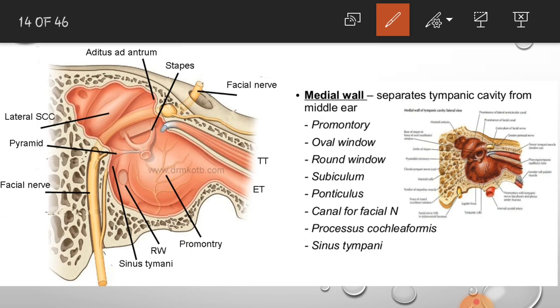Then we have the sinus tympani. Sinus tympani is this. Now look at where it is pointing. The sinus tympani is a small fossa or a cavity. It's a sinus, a blind space that lies right below the pyramid, in between the oval window and the round window. So the sinus tympani lies here, okay.